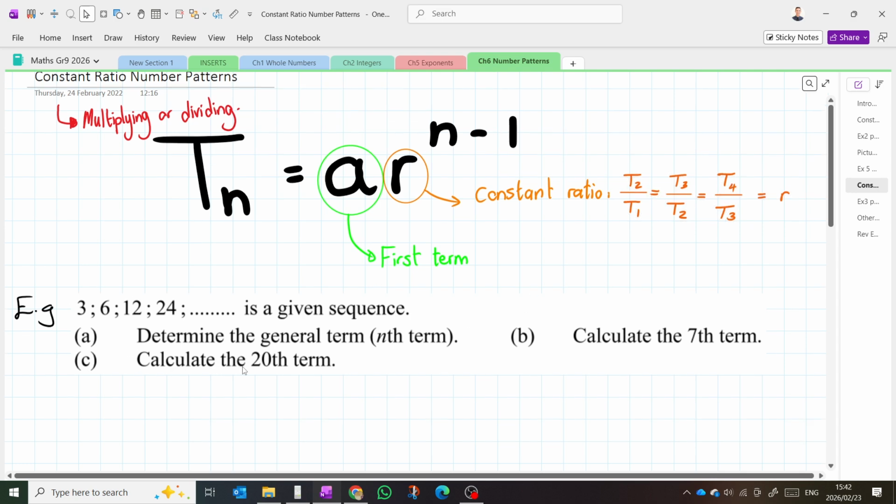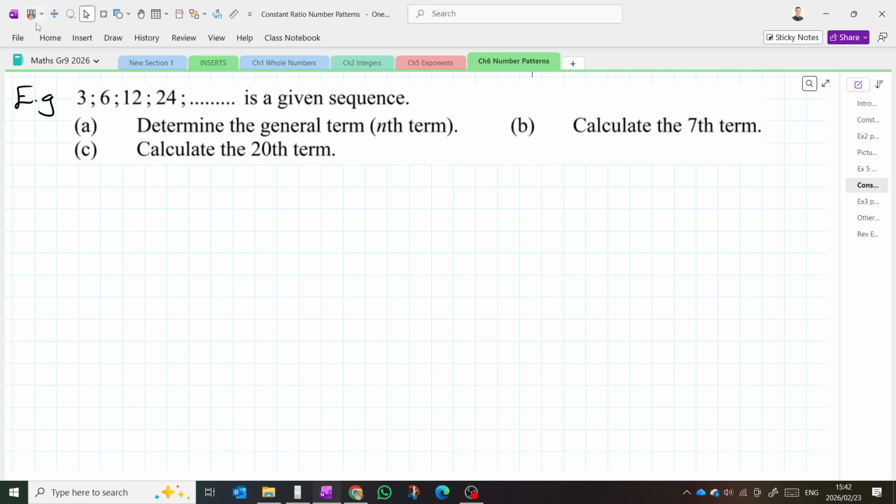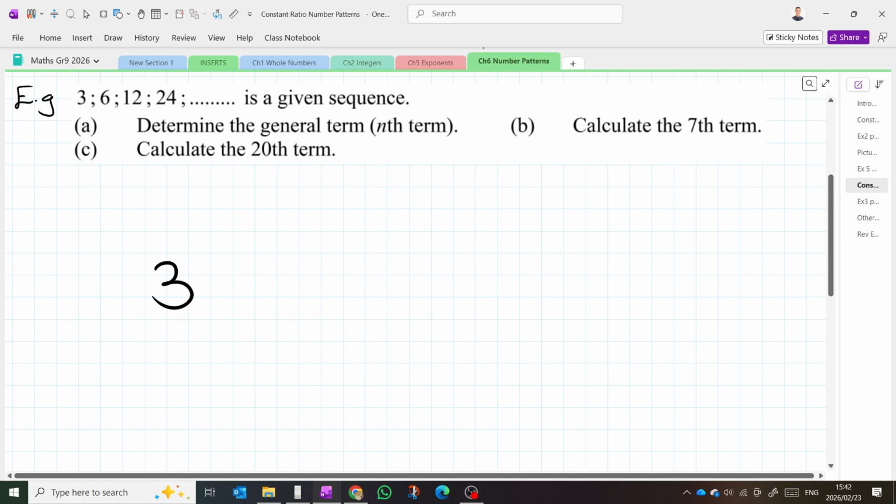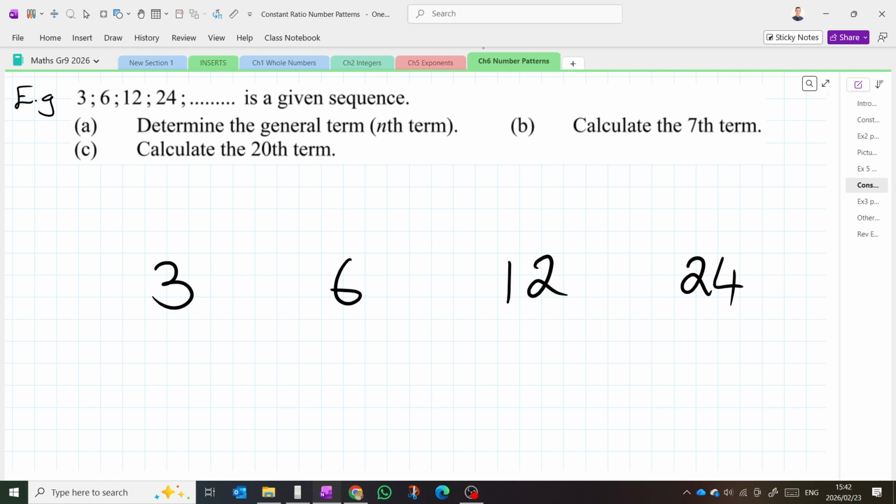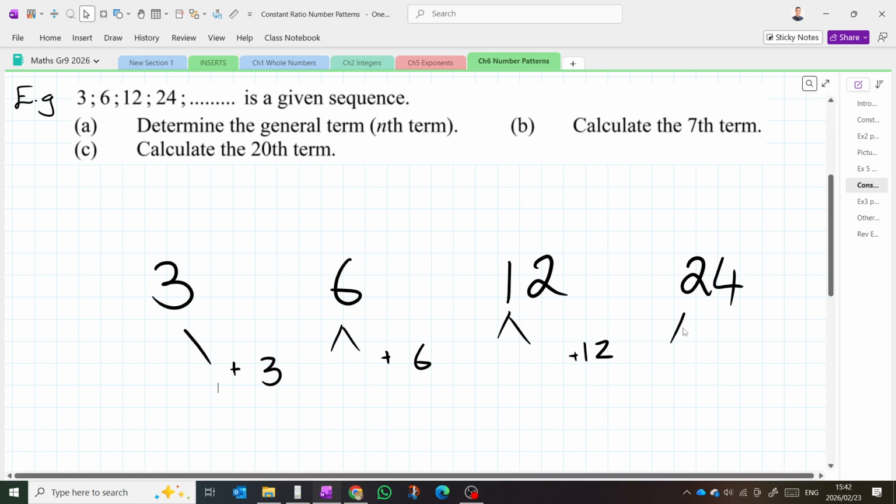So again, if we look at our first example, I'm going to write them out here a bit bigger, just so we can have a look. If you tried to involve the constant difference number pattern here, you will not find a constant difference. 3 to 6, we are adding 3. 6 to 12, we are adding 6. And 12 to 24, we are adding 12. So firstly, that eliminates the constant difference number pattern.